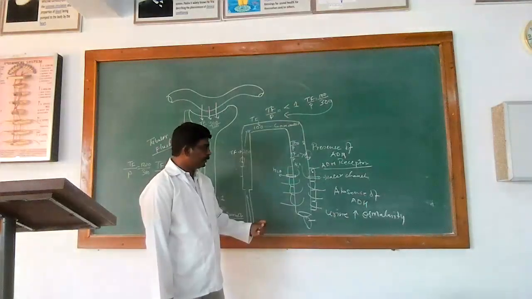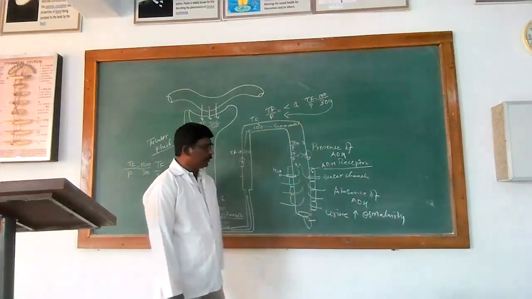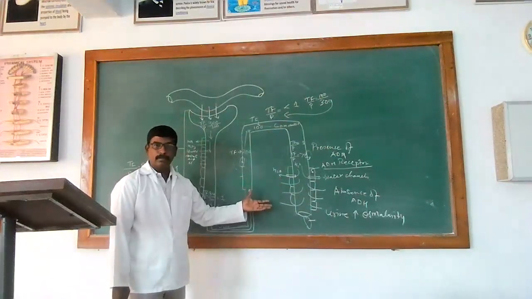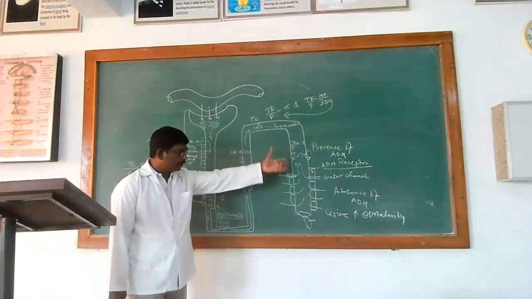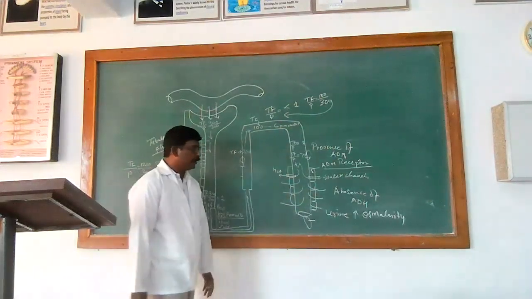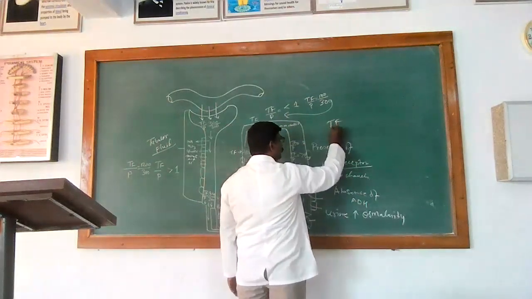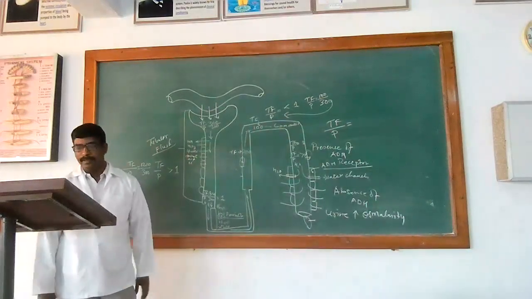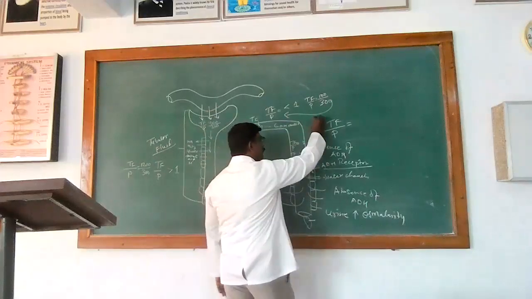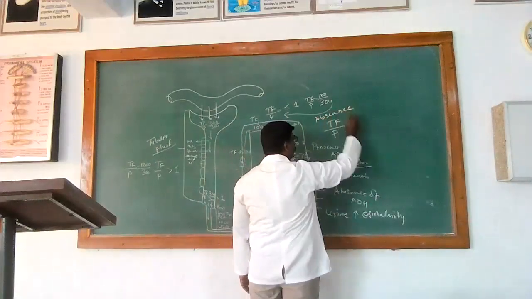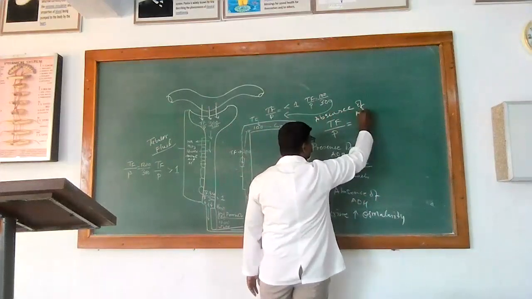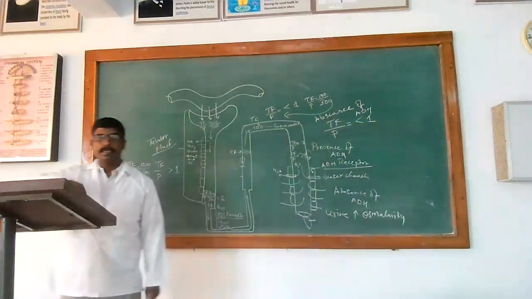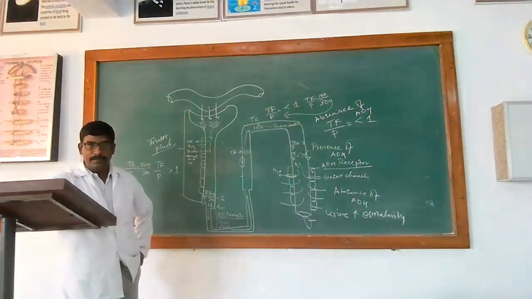But in the absence of ADH, there is no water reabsorption into the interstitium, and water will also come along. TF/P, the tubular fluid to plasma osmolarity ratio, will be less than 1 in the absence of ADH. Are you with me? Are you getting it?